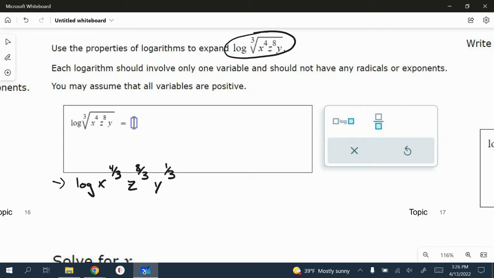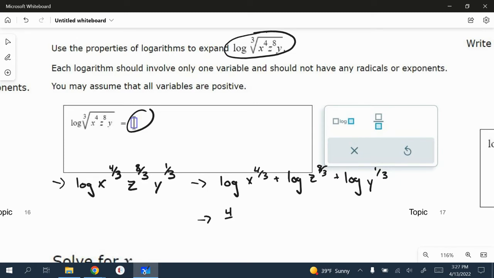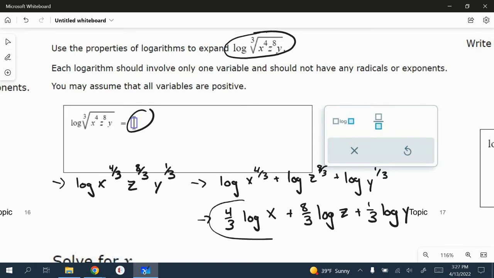Then I can expand this a little bit more, since those are all being multiplied. I'll go over here now. Log of x to the 4 over 3, plus log of z to the 8 over 3, plus log y to the 1/3. And then my last step would be to move all of those exponents to the front. So I'll have, and this will actually go in my final answer, 4/3 log x plus 8/3 log z plus 1/3 log y. And that is the final answer. That's fully expanded. It's kind of a lot of work, but it's not too difficult if you know your rules from topic 15.